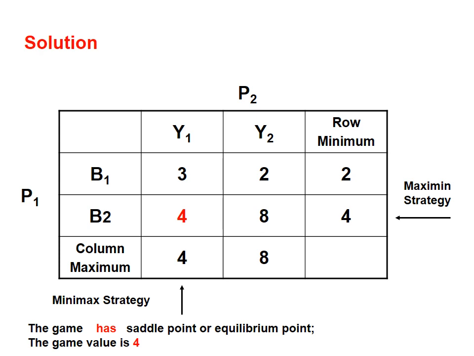We see that the 2 numbers are the same, and also at the intersection in the matrix of maximin and minimax. So the game has a saddle point or equilibrium point. The game value is 4.